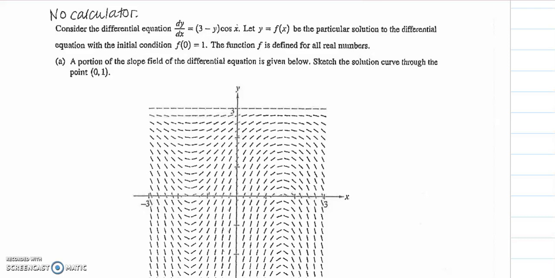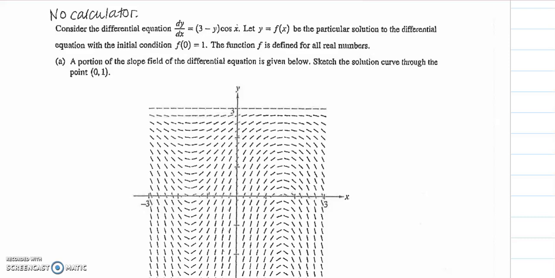So consider the differential equation dy/dx equals (3 minus y) cosine x. Let y equal f(x) be the particular solution to the differential equation with the initial condition f(0) equals 1. The function f is defined for all real numbers. A portion of the slope field of the differential equation is given below. Sketch the solution curve through the point (0, 1).